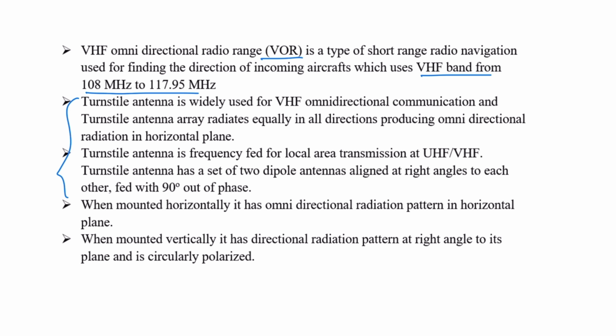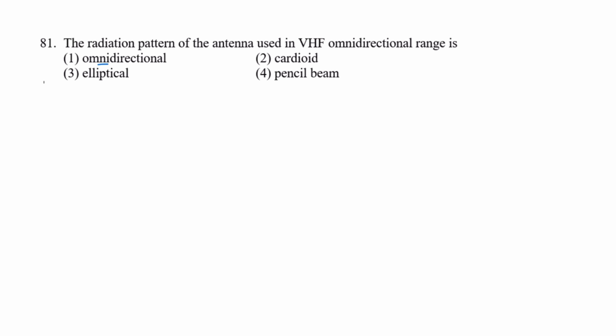Turnstile antenna is widely used for VHF omnidirectional communication, and turnstile antenna arrays radiate equally in all directions, producing omnidirectional radiation in the horizontal plane. As per the question, the radiation pattern of antenna used in VHF omnidirectional range is omnidirectional.